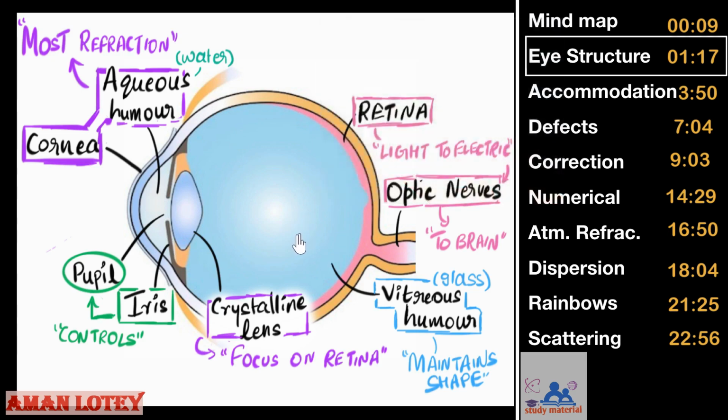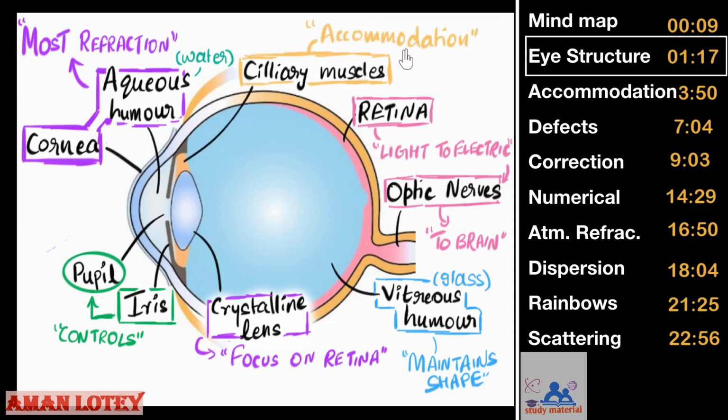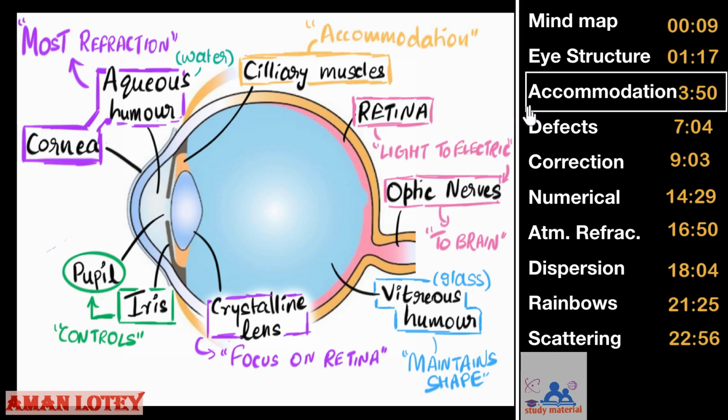That basically helps me. And finally, the muscles that hold our lens, our crystalline lens in place, are called the ciliary muscles. And their job is accommodation. Since this function is a little detailed, we'll talk about it separately. And so this now brings us to the next topic, accommodation.